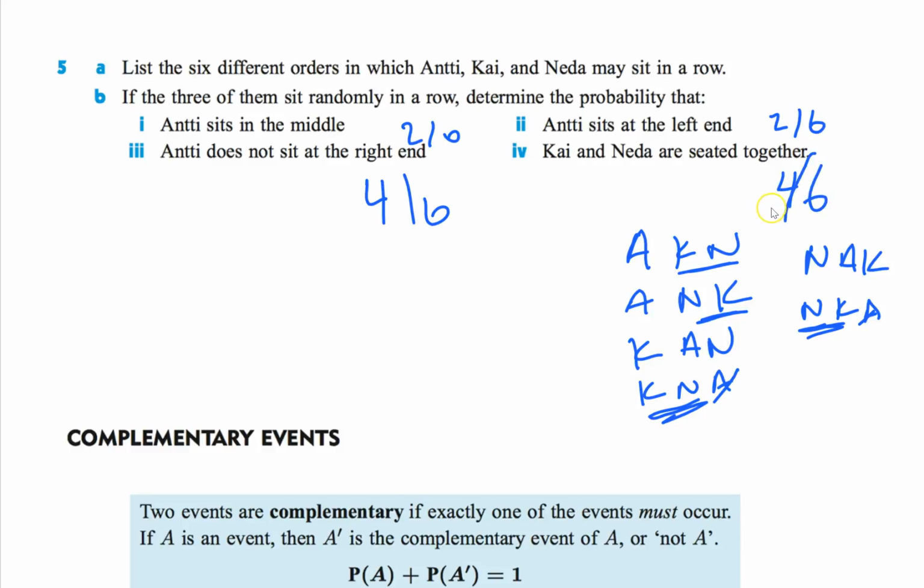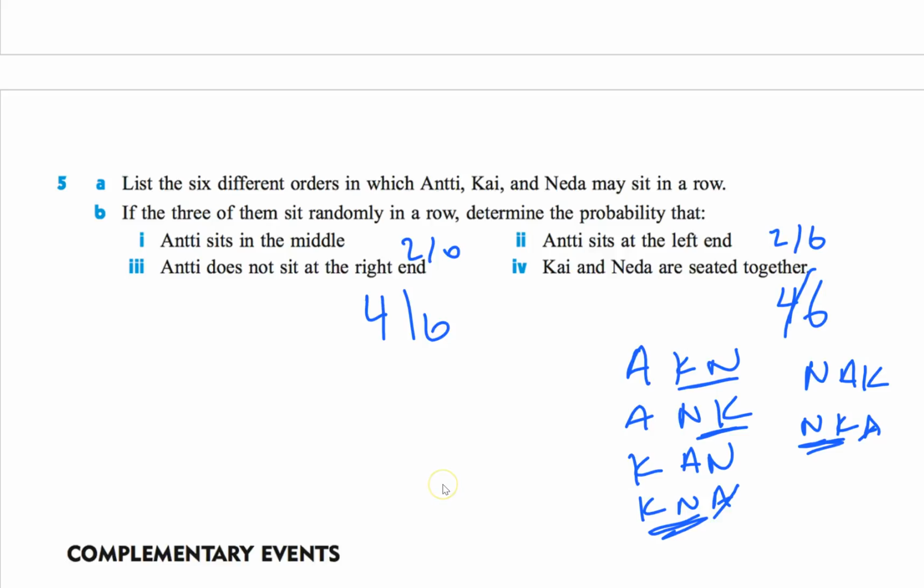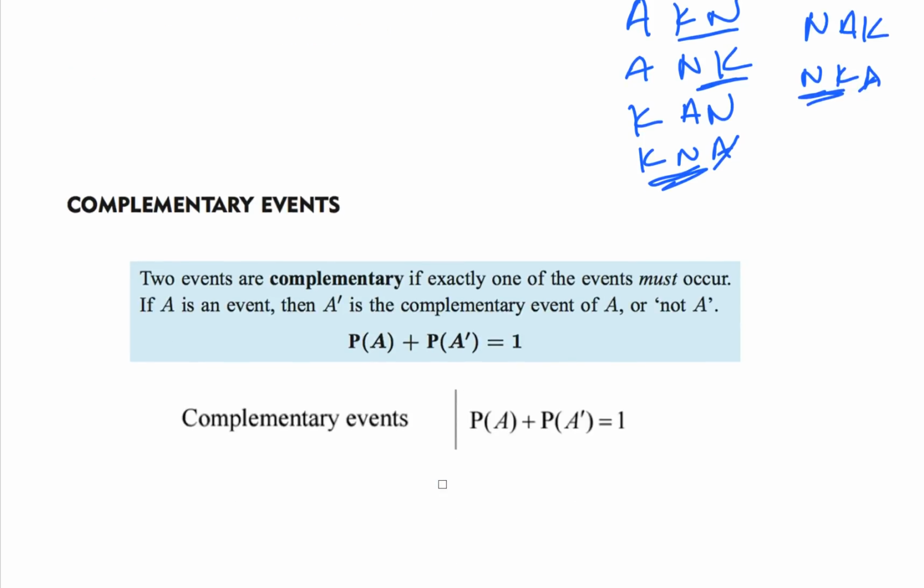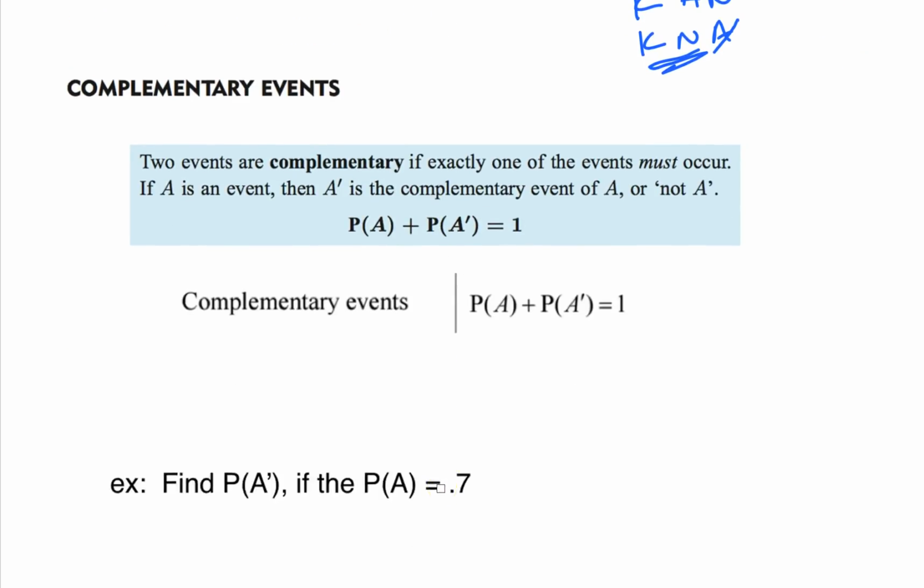Right, to me that was made a lot easier by using sample spaces. So now let's talk about complementary events. We kind of actually briefly talked about this, brought it up earlier. This is 2 events that are the opposites of each other.